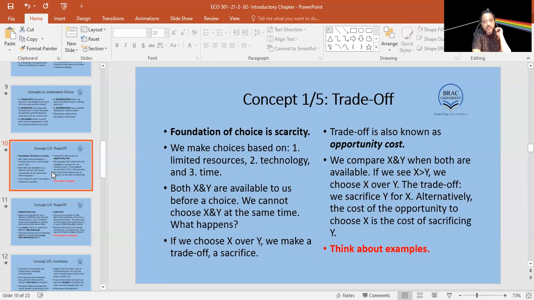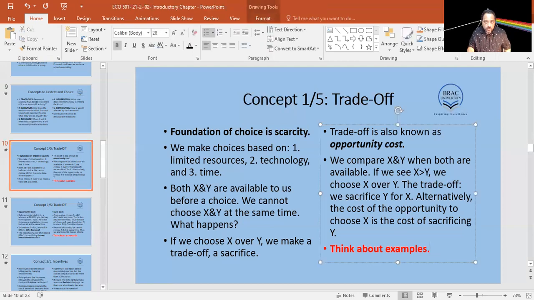Alternatively, the cost of the opportunity to choose X is the cost of sacrificing Y. If we want to use the technical term, opportunity cost. Otherwise, it's just a trade-off. Think about some examples. We'll think about examples in class.